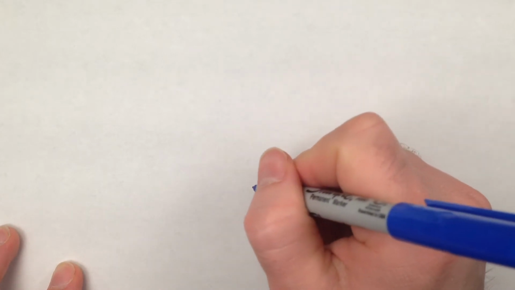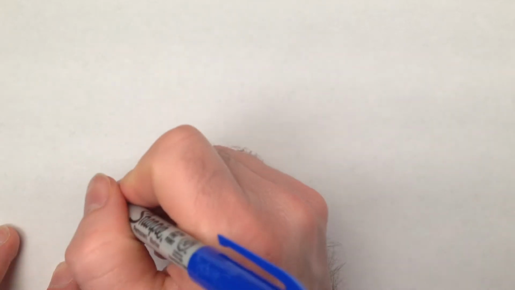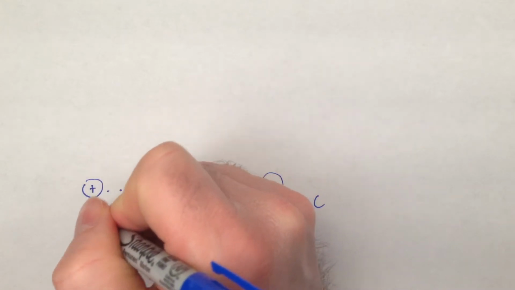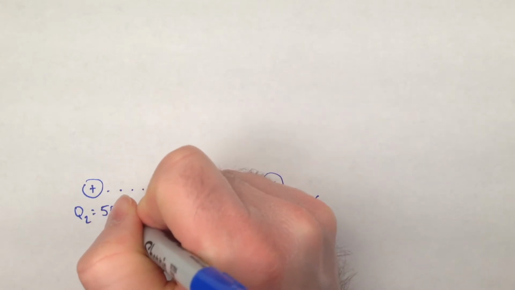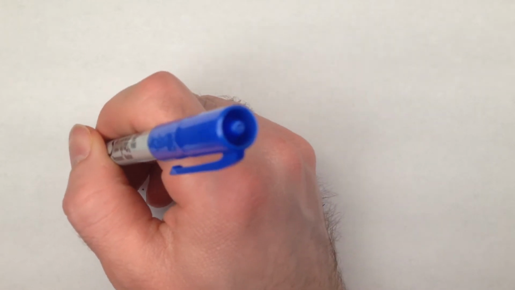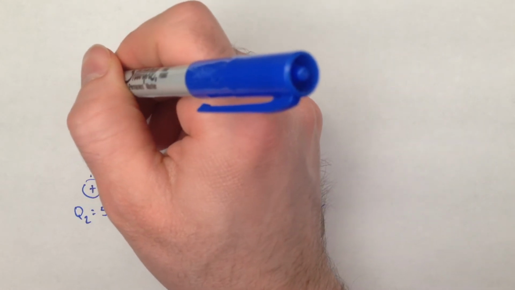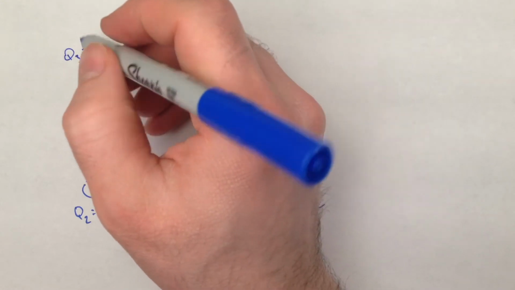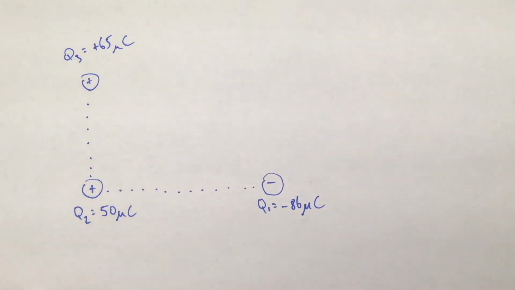Let's go over here a bit, some distance away. Charge 2 can be positive. Q2 can be equal to 50 microcoulombs, and some distance up will be charge 3, also positive. Q3 can have a charge of plus 65 microcoulombs, or positive 65.